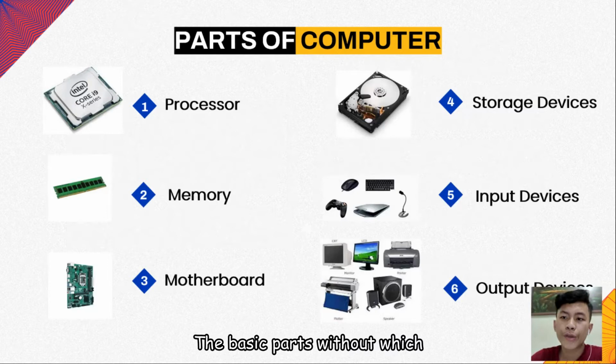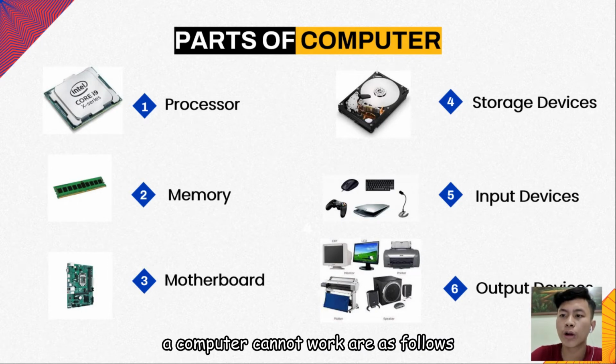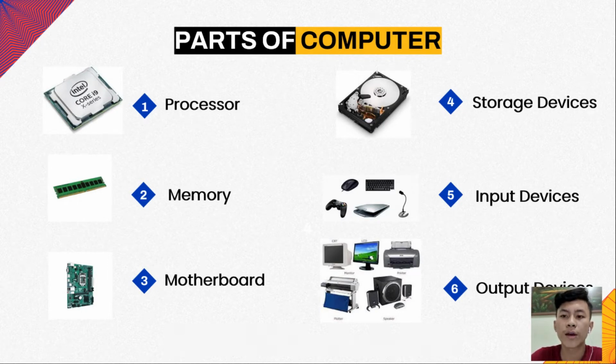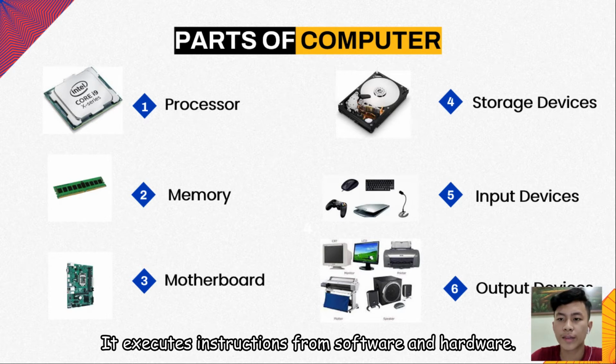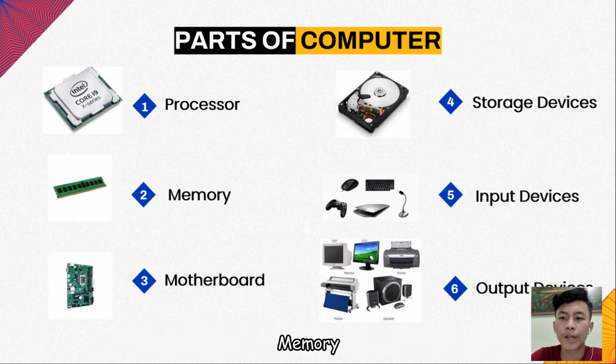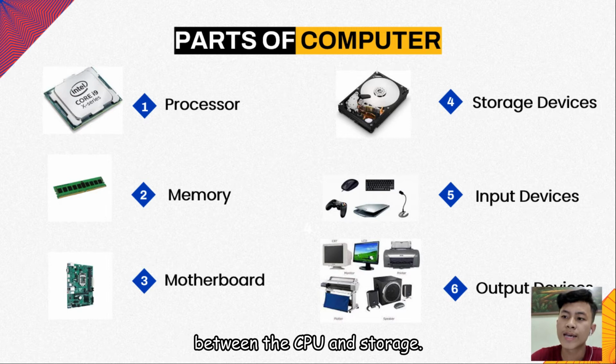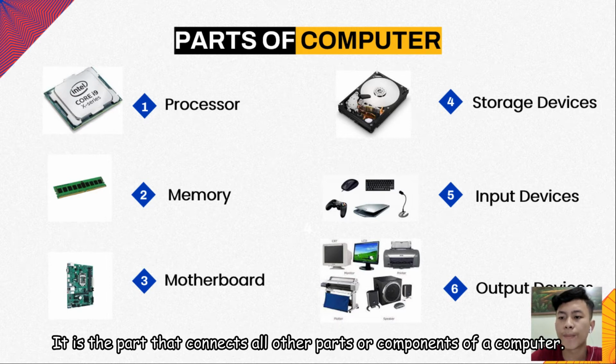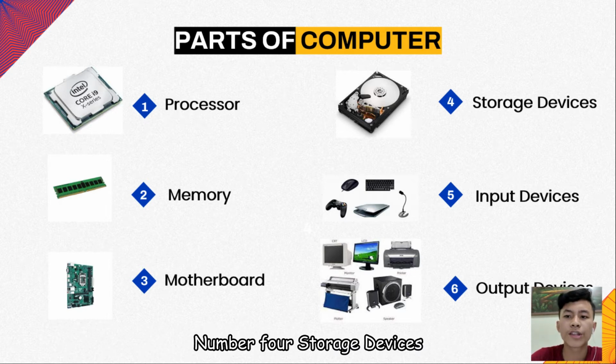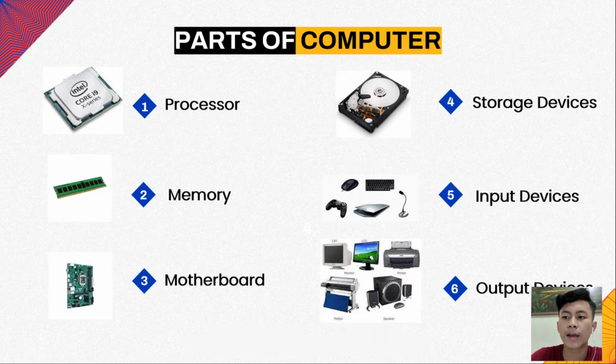The basic parts without which a computer cannot work are as follows. Number one, processor. It executes instructions from software and hardware. Number two, memory. It is the primary memory for the data transfer between the CPU and storage. Number three, motherboard. It is the part that connects all other components of the computer. Number four, storage device. It permanently stores the data.